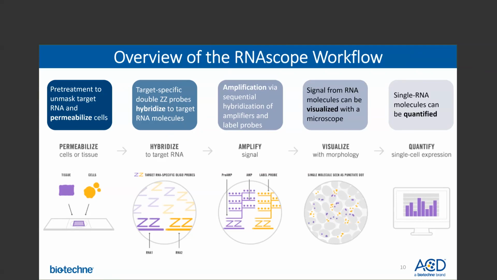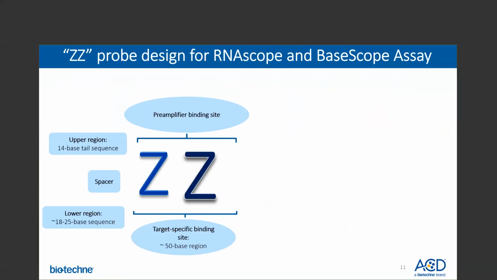The unique part of the RNAscope and the BaseScope assay is its double Z probe design. As you can see on the slide, the double Z probe has a bottom region, which we call the lower region, which is complementary to your target mRNA, and it serves as a target-specific binding site, about 50 base pairs in length. This is separated from the upper region by a spacer. The upper region is about a 28 base sequence, 14 for each Z, which serves as the pre-amplifier binding site, and that is where your amplification tree will be built.